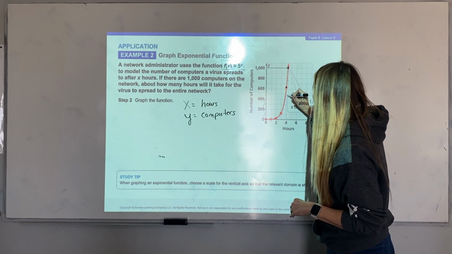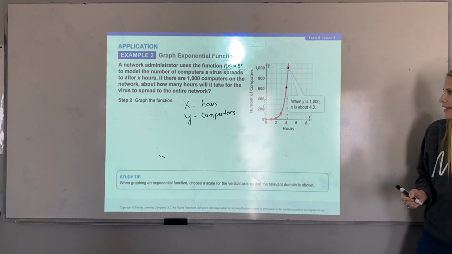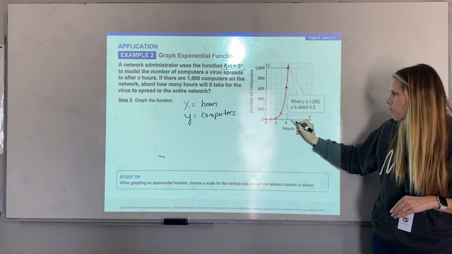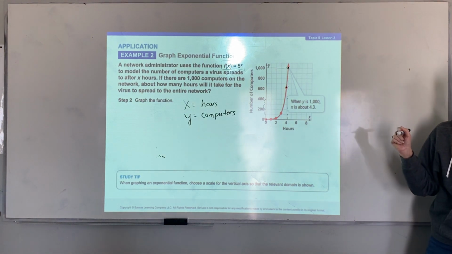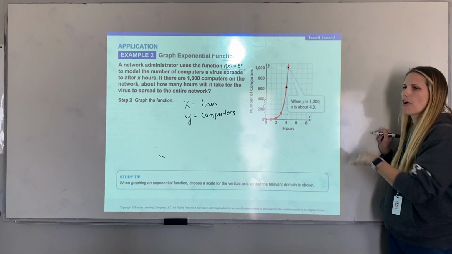Yeah, it's 4 something. Now, that's a little wavy. Somewhere between 4 and 5. Closer to 4 or closer to 5? Closer to 4. Okay, so the book estimates it about 4.3.